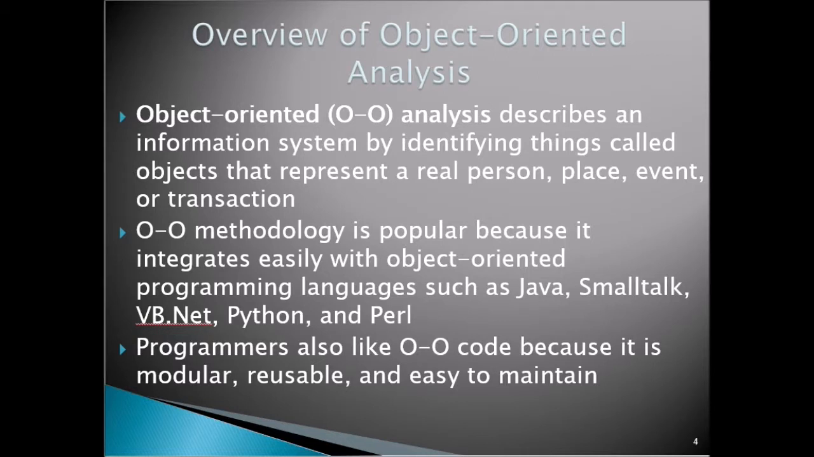OO analysis, or object-oriented analysis, describes an information system by identifying things called objects that represent people, places, events, or transactions. OO methodology is popular because it integrates easily with object-oriented programming, like we've mentioned, C++, Java, Smalltalk, VB, Perl, and Python. Programmers also like OO code because it is modular, reusable, and easy to maintain. We're going to see some examples of this as we go ahead, and I'll try to explain some of this from a programming perspective as well.